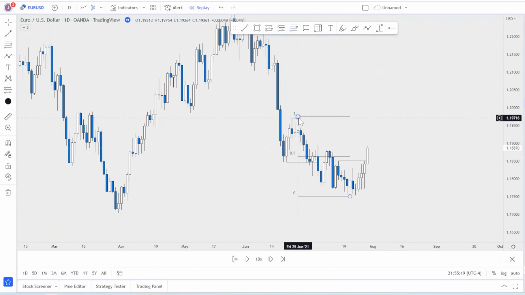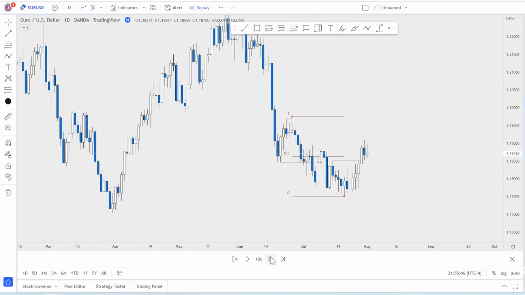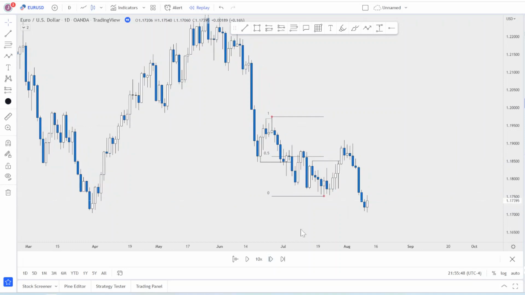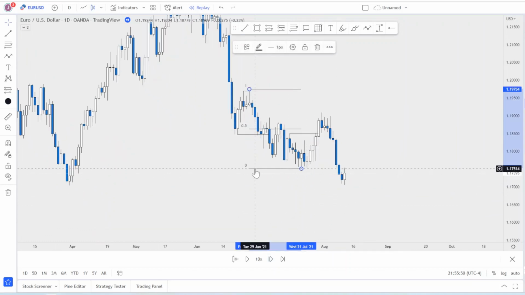So now we draw out the fib. Now we are only looking for entries above 50%, in premium. Whether you're taking out liquidity you want to see, or you're entering off order blocks or gaps, that's up to you. A safe place to put your stop loss will be above the strong or protected high. Okay, so then price goes into 50% and it drops nicely. That's one example.